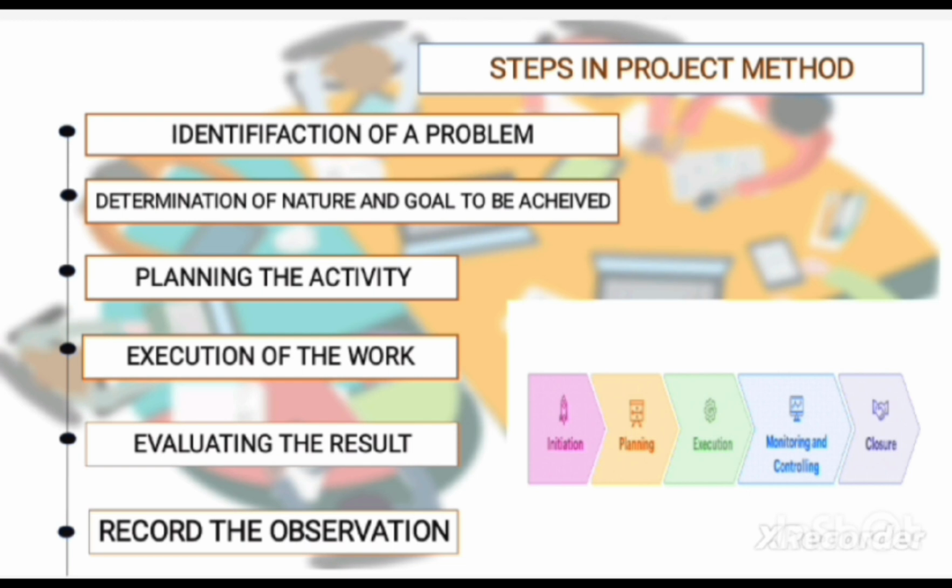The sixth and the last one is recording the observation. The student should note all the steps including the name of the project, planning methodology, the discussion held, duties assigned, observation, and result. References and books studied for the project, and even the mistakes and the difficulties faced by the team should also be included in the record book.